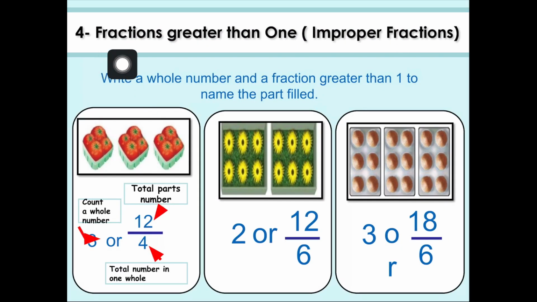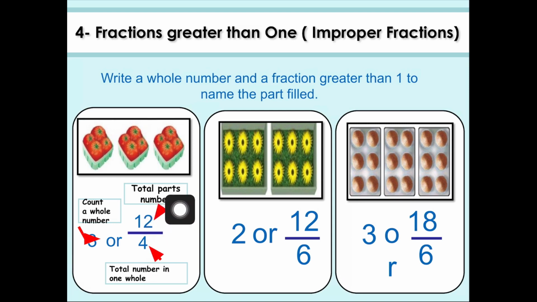All right, and then for fractions greater than 1, they're called improper fractions. We can write a whole number and fraction greater than 1 to name the part that is filled. So just like when we looked at the tomatoes earlier, we first counted the whole number, which was 1, 2, 3 groups of tomatoes, and then we made our fraction. And how did we make our fraction?